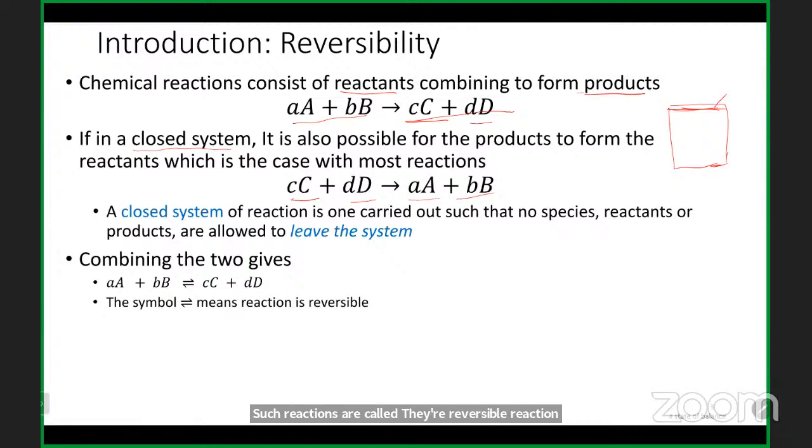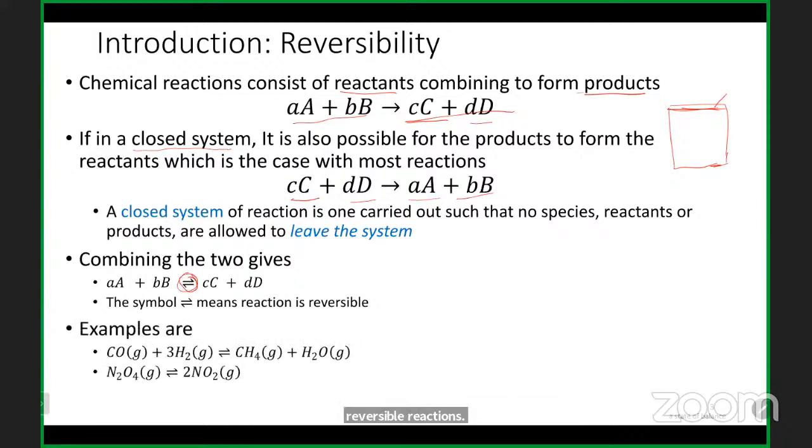So the general way to write it is to write A plus B reversibly going to C plus D. And this symbol right here is used to show that we are dealing with a reversible reaction. There are many common examples. I just wrote two examples here.